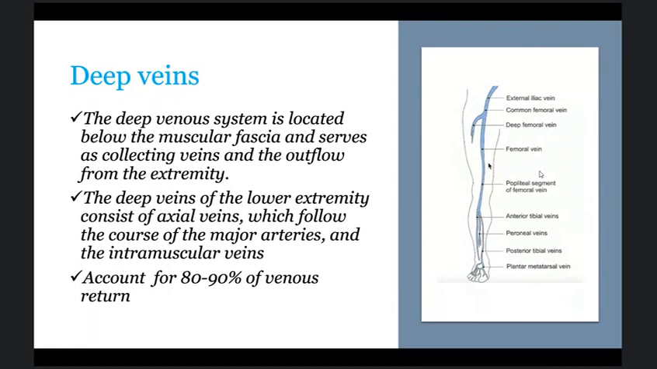The deep veins, or the deep venous system in general, account for 80 to 90% of the venous return. So the superficial venous system accounts for only 10 to 20% of the venous outflow from the lower limbs. So most of the venous outflow from the lower limbs is through the deep veins.